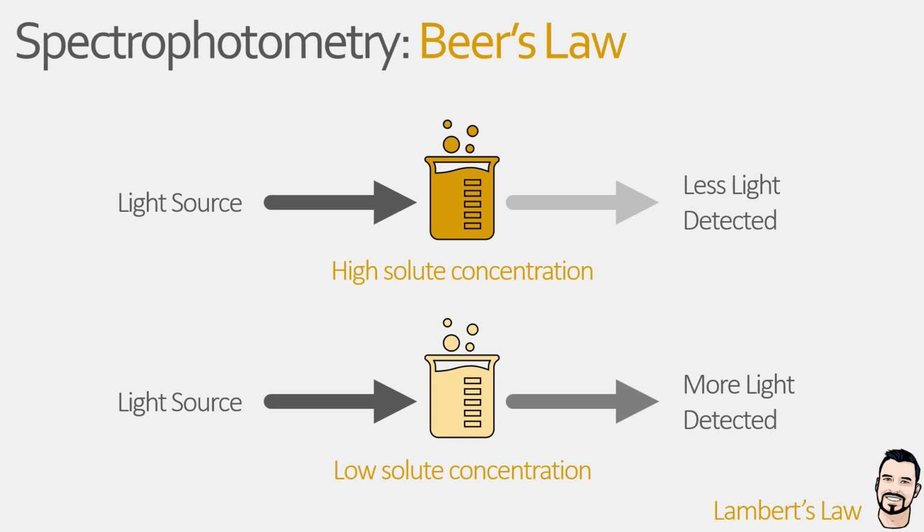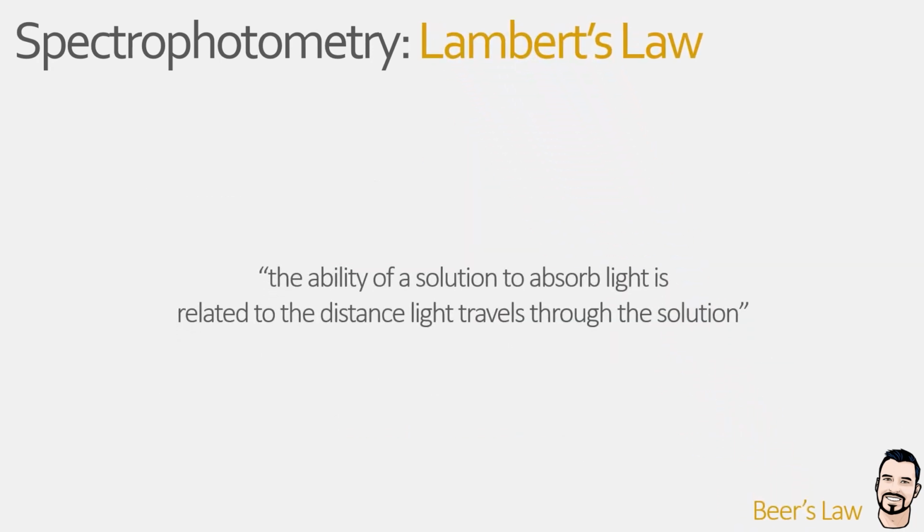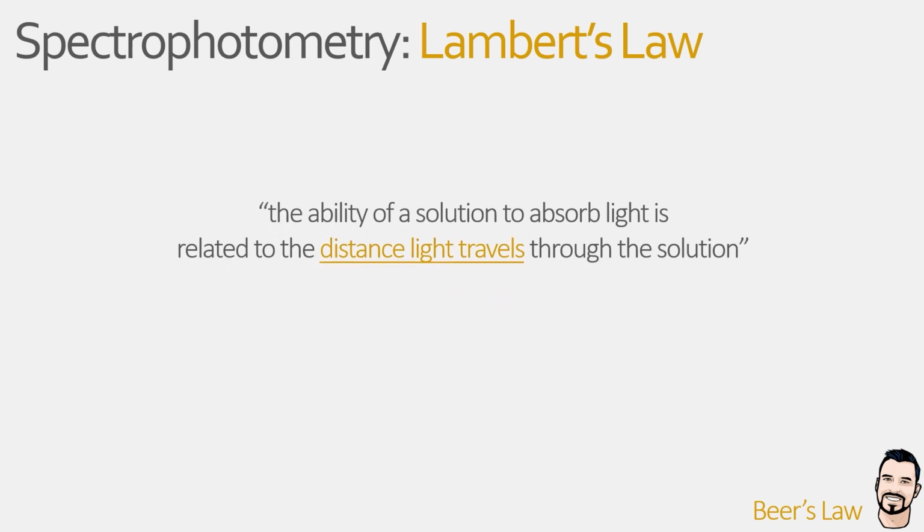Now, there are some potential problems with Beer's law, and this is where Lambert's law comes in. You see, Lambert's law looks at how far light has to travel through a solution, and this is because the further light travels through a solution, the more light will be absorbed by solutes in that solution. Therefore, if light travels a greater distance through a solution, it will interact with more solutes in the solution, and therefore more light will be absorbed.